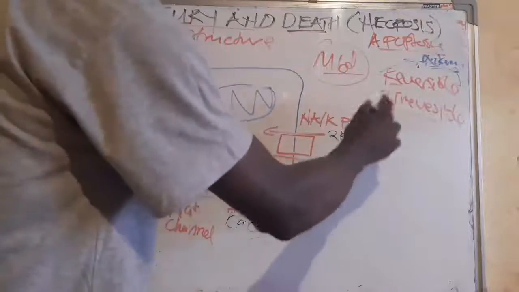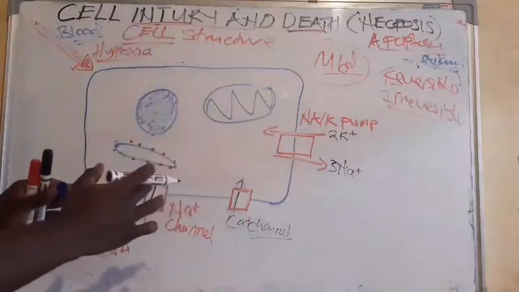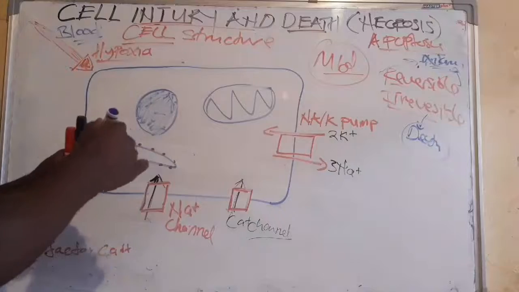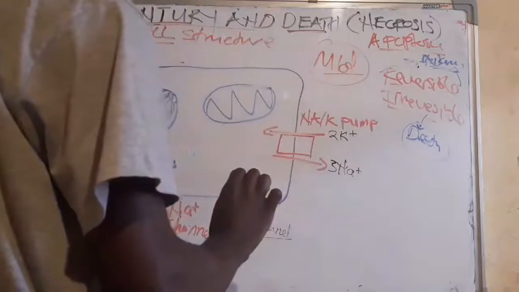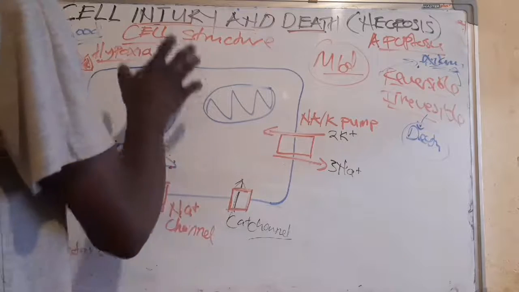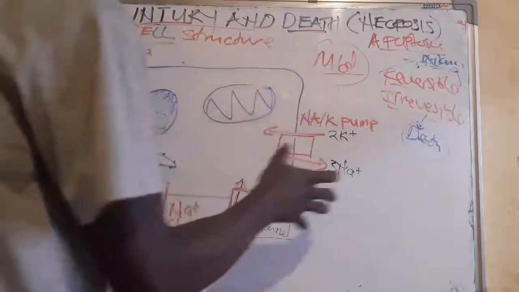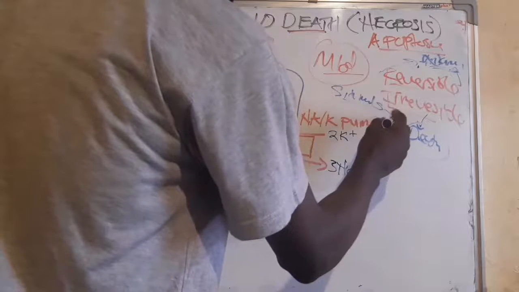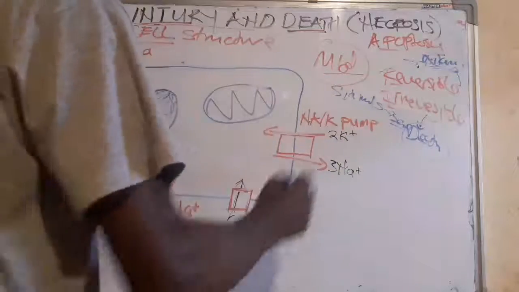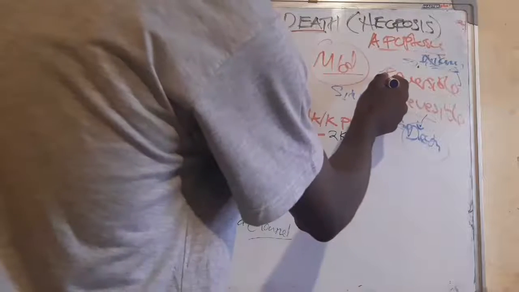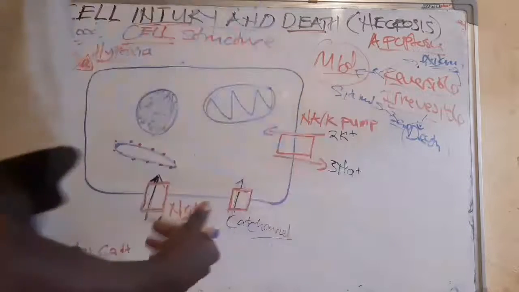When it comes to irreversible, this means the cell can't reverse. It can lead to cell death. And this cell death is of two types. The cell can die by apoptosis, or the cell can die by necrosis. For the cell to undergo irreversible injury, the stimulus is very severe. For the cell to undergo reversible injury, the stimulus is mild.